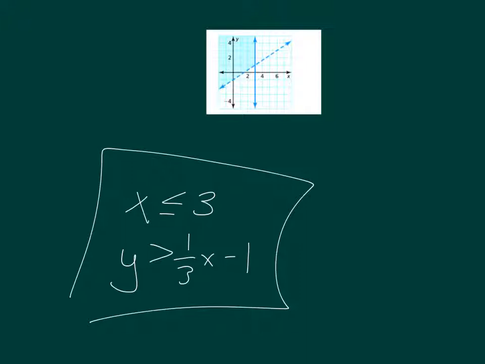Again, like I said, your book might throw some at you where there's 3 or 4 different lines. It's the same thing. They're just going to give you a shape that you're going to close in.